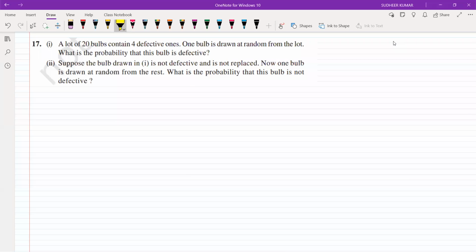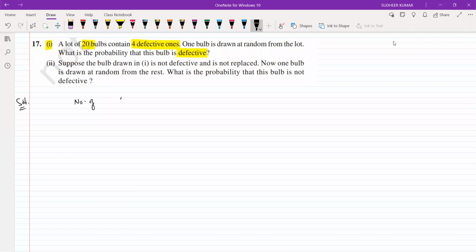So the first question is, a lot of 20 bulbs contain 4 defective ones. One bulb is drawn at random from the lot. What is the probability that this bulb is defective? So find the probability of a defective bulb. So first let us find the total number of bulbs, 20.